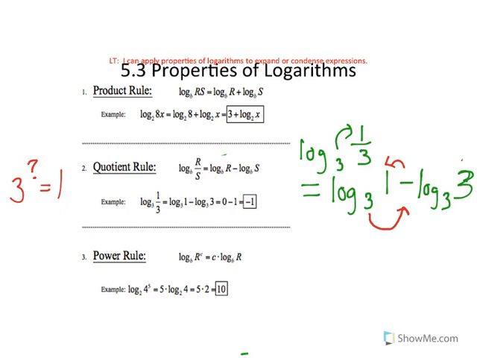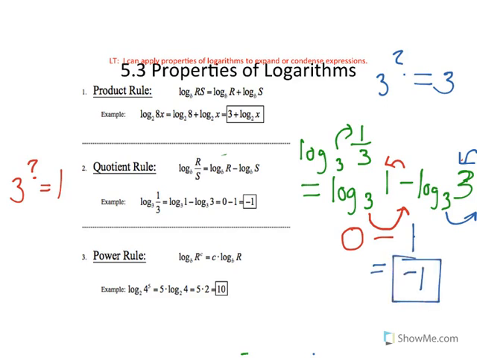3 to the 0 power is 1. So log base 3 of 1 is going to be 0. And that's going to work anytime. Log base 500 of 1 is going to be 0. Minus, all right, log base 3 of 3. 3 to what power gives me 3? Easy, that's 1. Okay, and then 0 minus 1 is negative 1. There's your final answer, even though the directions said to fully expand your logarithm. This is fully expanded, but you also simplified it along the way.